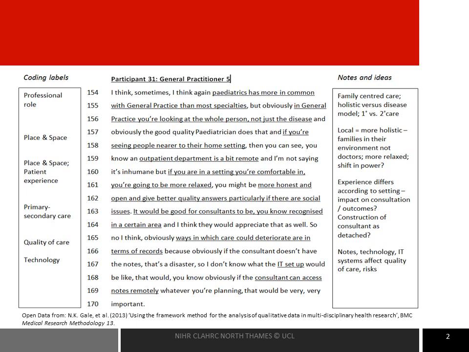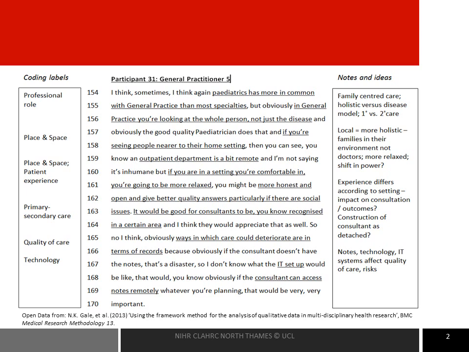The person coding the data has underlined parts of the interview that they felt were worth coding or noting. The underlined text has then been labelled in the left-hand margin, so there are 6 ideas or codes on the left-hand side that range from professional role through to technology. So taking the code technology as an example, a reference the GP made to the IT setup and the importance of consultants having access to patient notes remotely in primary care has been underlined.